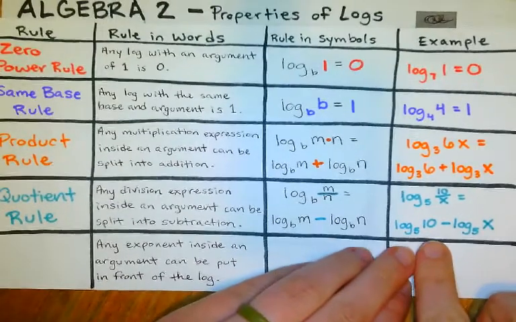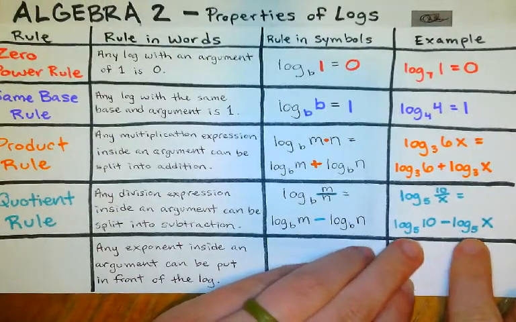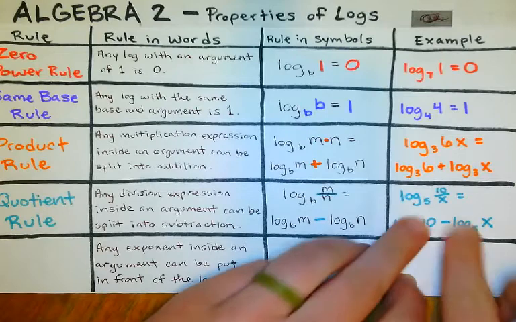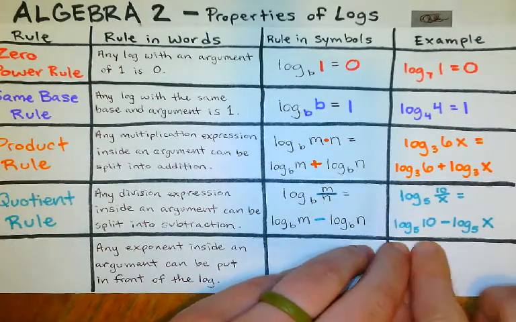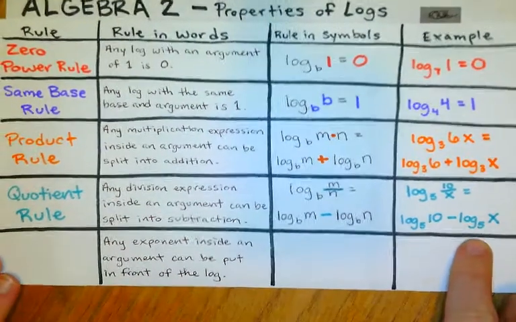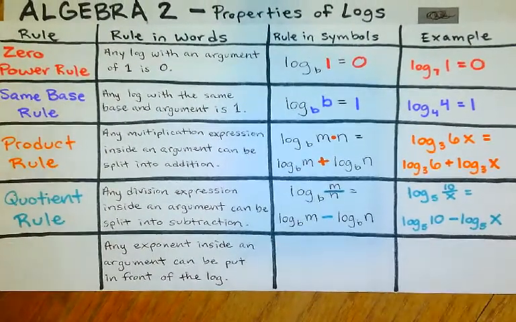And we can go back and forth between these. If I see subtraction like this, where my bases are the same, that means I can put it back together and make it smaller rather than expanding it out into the long form like this.